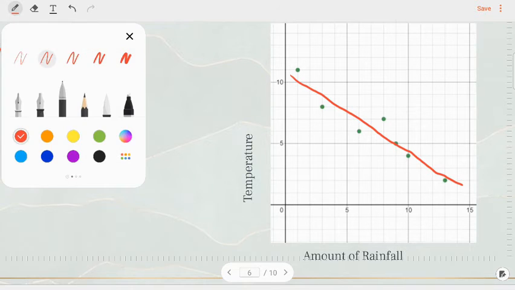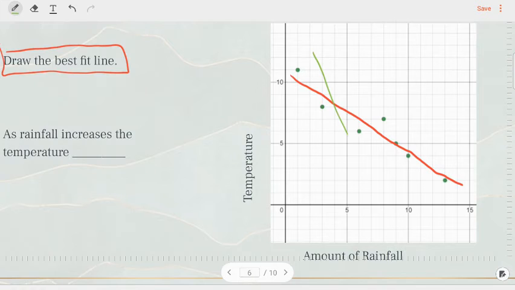Now, I've had people before draw lines that look like this, and they say, but Ms. Johnson, it goes down. The trend goes down and my line went down. Hey, remember, I want to get as close to my points as possible. I want my trend to be described by my line. So be careful as you make your best fit line that it is as close to your dots as possible.